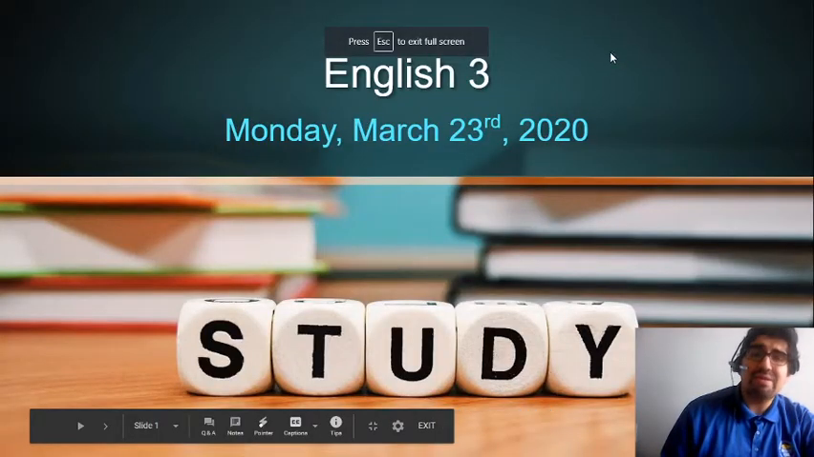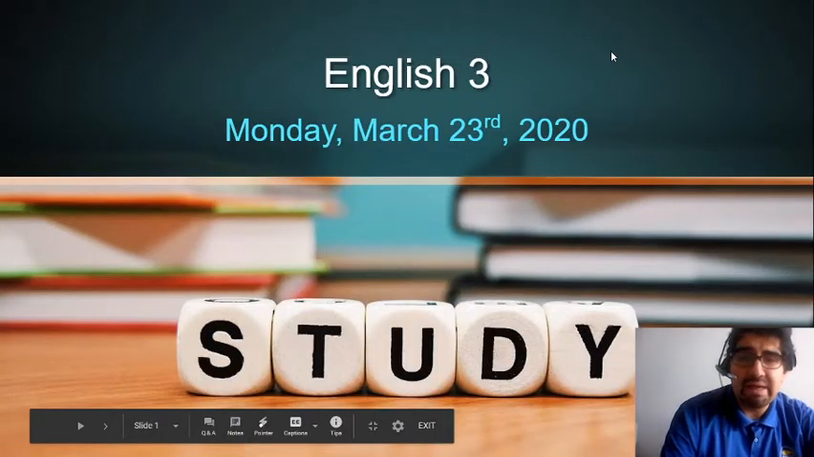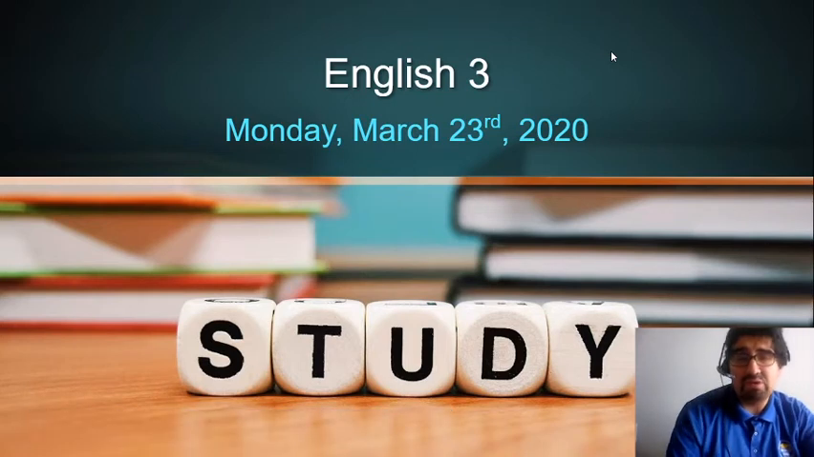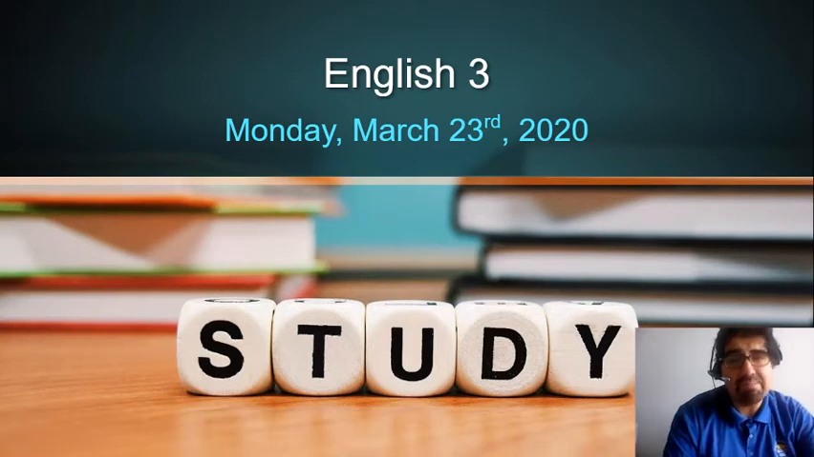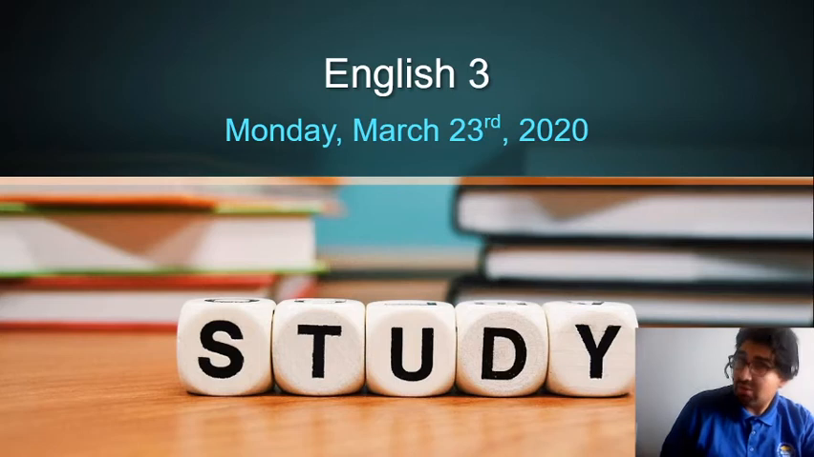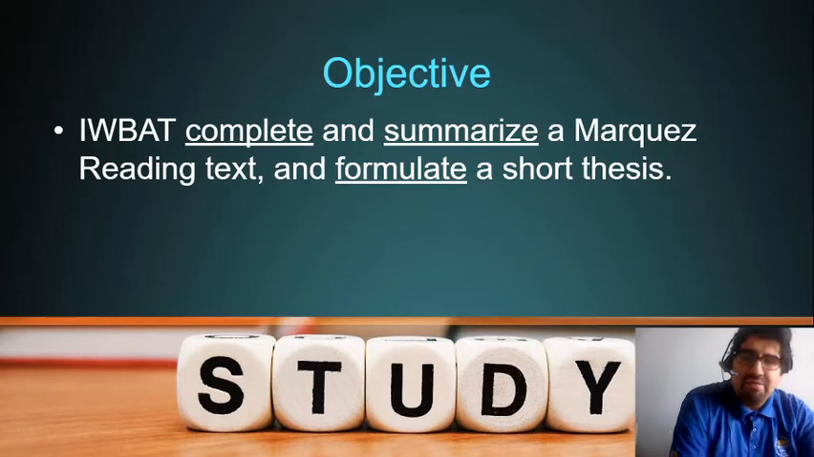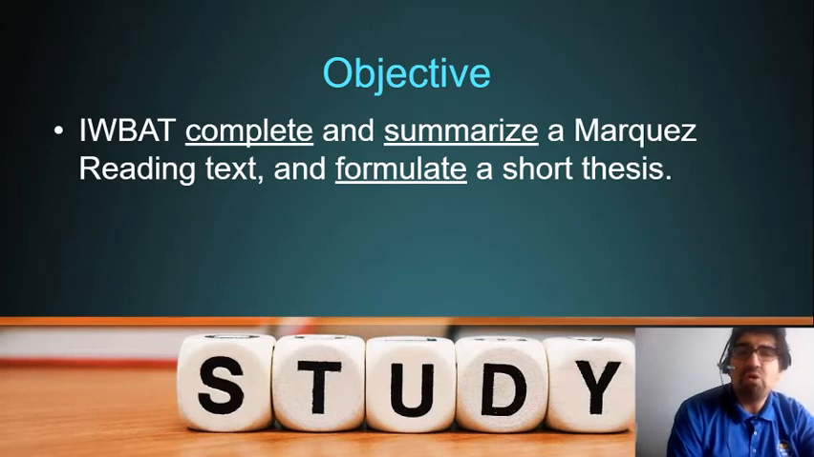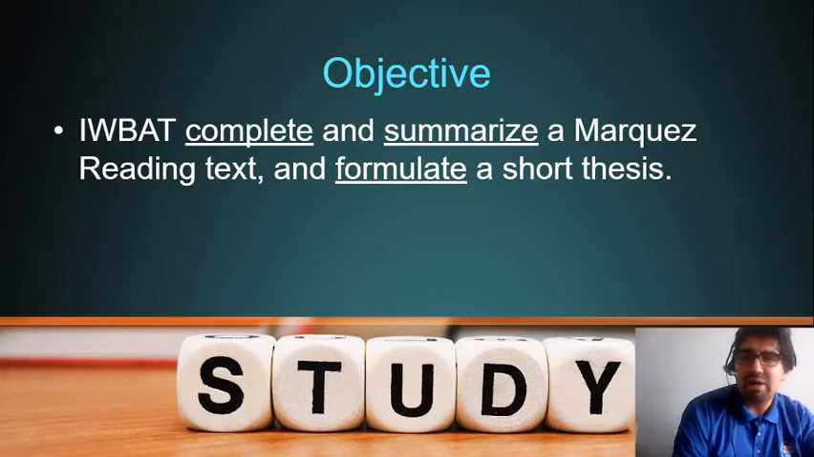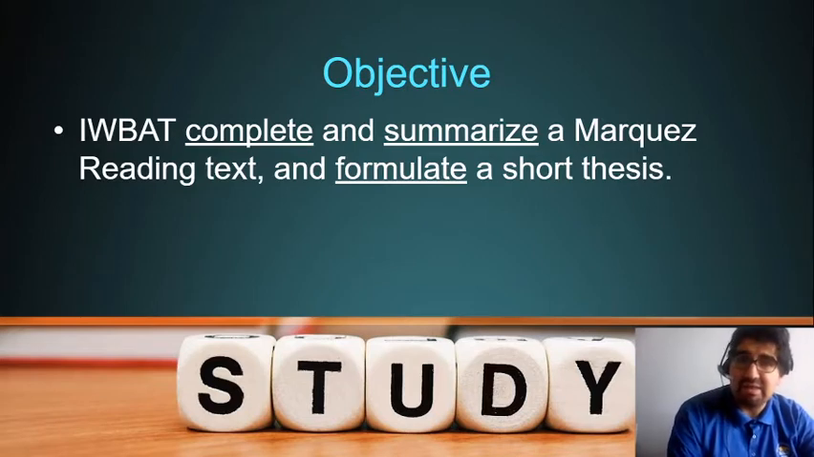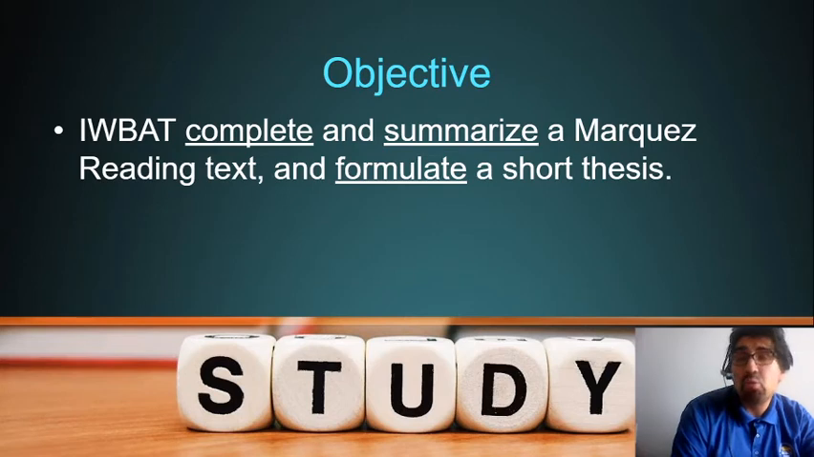And so you can see here, it says English 3, Monday, March 23rd, 2020. Una vez más, la fecha puede cambiar dependiendo ya cuando todos más bien estén inscritos. So let's go to the objective. In today's objective, I will be able to complete and summarize a Marquez reading text and also formulate a short thesis. Since this is a digital class, we will be working on a lot of essay writing and essay reading.